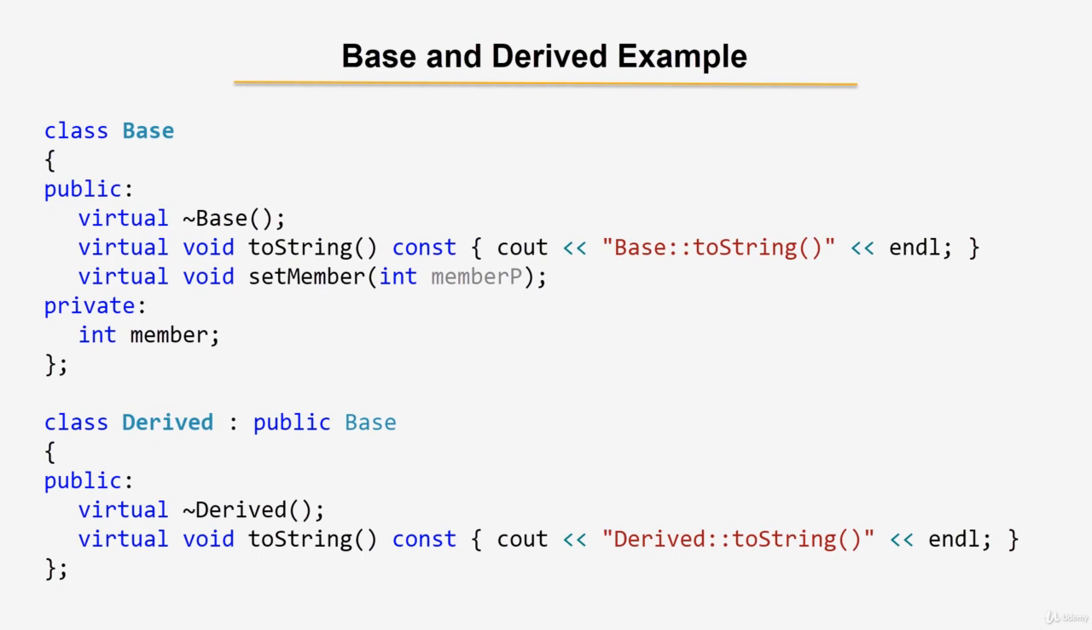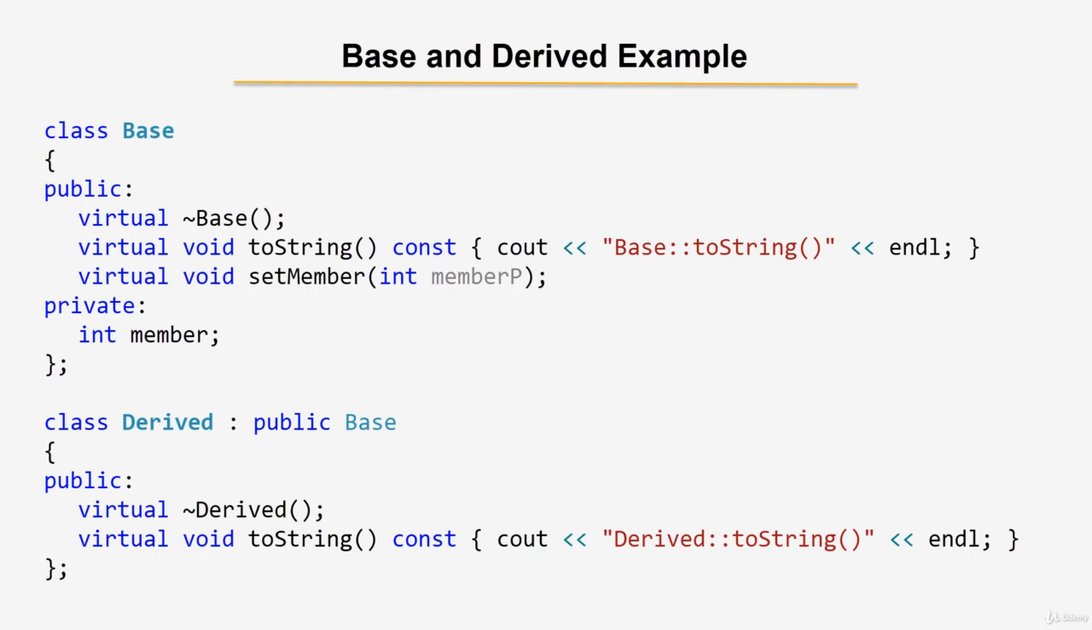Okay, now let's say we have this base and derived class. Derived, again, is publicly derived from the base class, and in the base class we have a virtual destructor. Now as I mentioned, we'll talk about the destructors in more detail in the next video, but you can also have virtual destructors. Then it also has a virtual void toString function that can print something out, and then also maybe some virtual void setMember function that will maybe set some member to some value.